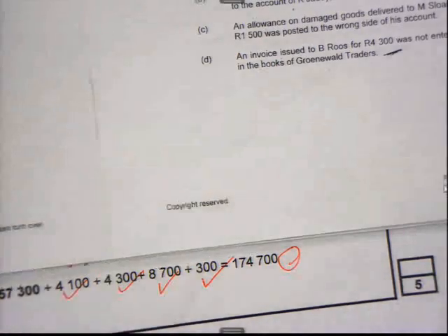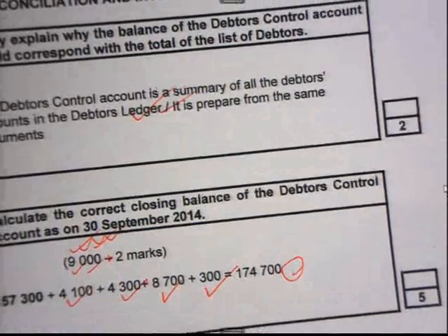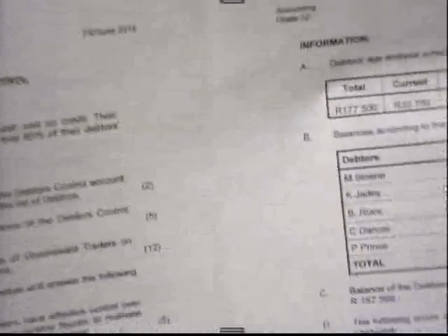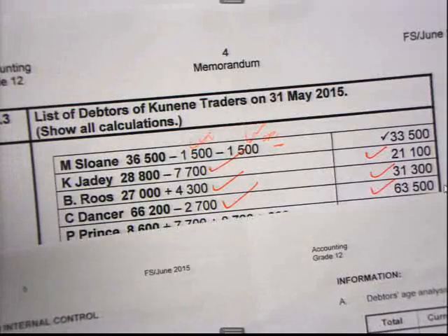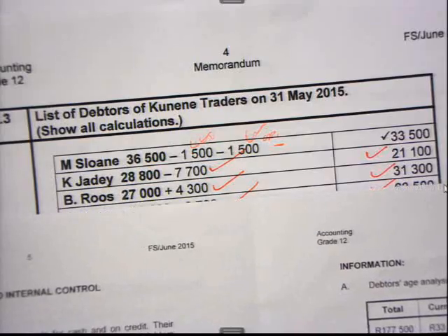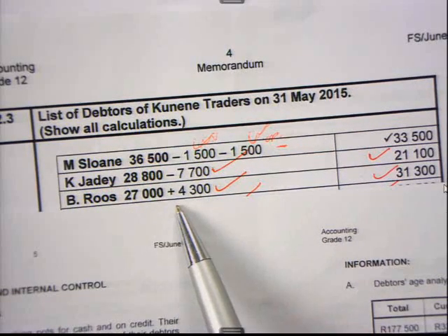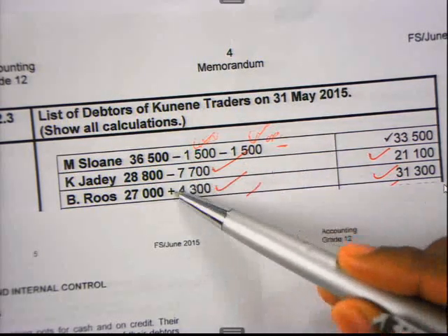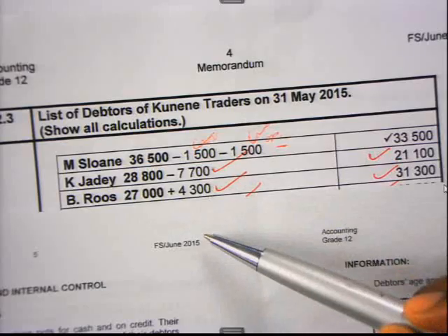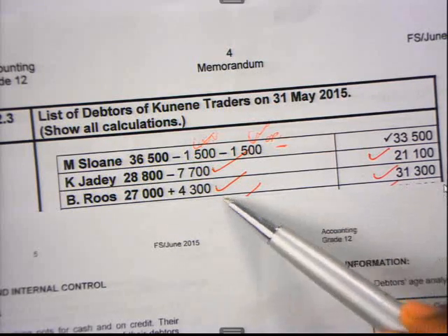And then they say no entry was made, so it will also affect our debtors list, where we have the personal account of Ruiz. B. Ruiz, 27,000 plus 4,300. This 4,300 was the invoice that was not entered. So add the two, then you get that figure. 1 mark each.